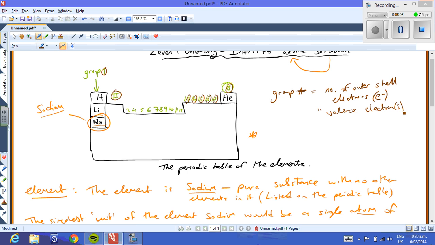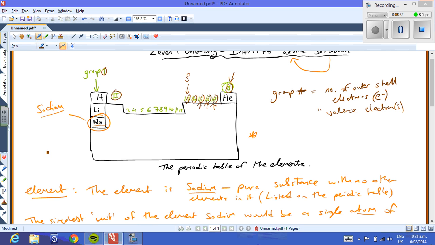So if you're in group 1, you have 1 outer shell electron. If you're in group 2, you have 2 outer shell electrons. Skip over to group 13, you have 3 outer shell electrons. Group 14 will have 4, group 15 will have 5, group 16 will have 6, 17 will have 7, and group 18 will have 8 outer shell electrons, and that's why they're so stable, because they have a full outer shell. So let's take a look at sodium now.